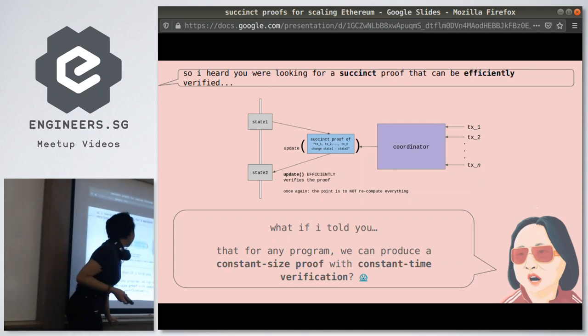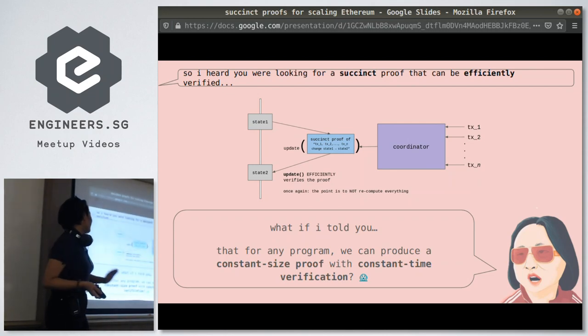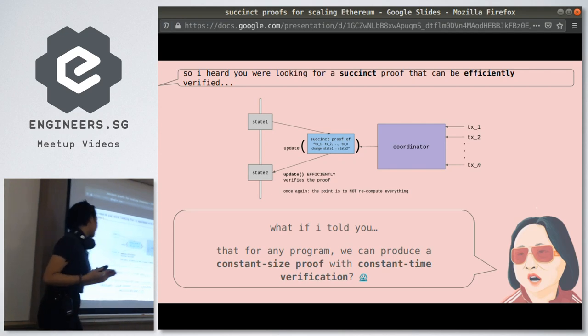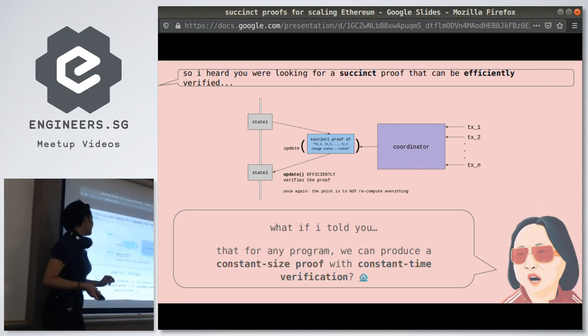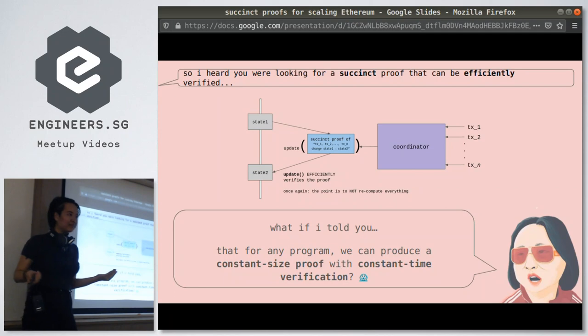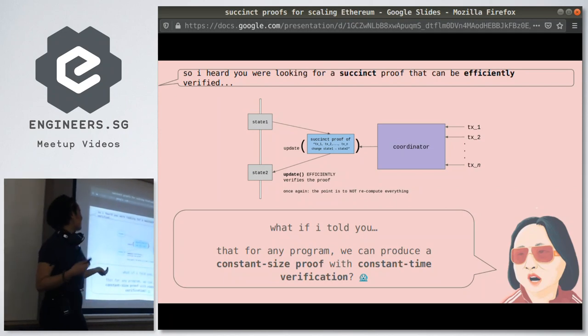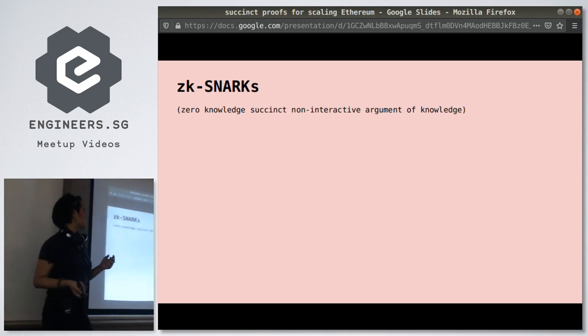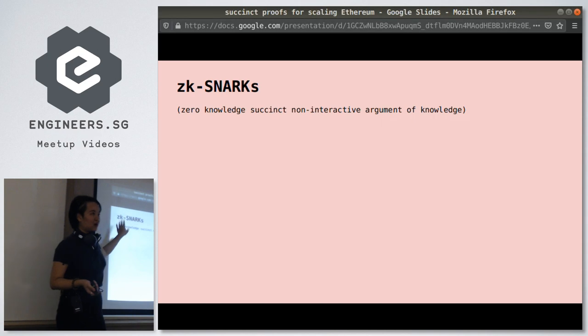Basically, what if I told you that for any program of arbitrary length with an arbitrary number of inputs, we can produce a proof that is constant size, the proof itself is constant size, and its verification is also constant time. That would be amazing, right? Yes, that's what we can do. So how we create a succinct proof is using this mathematical construct.